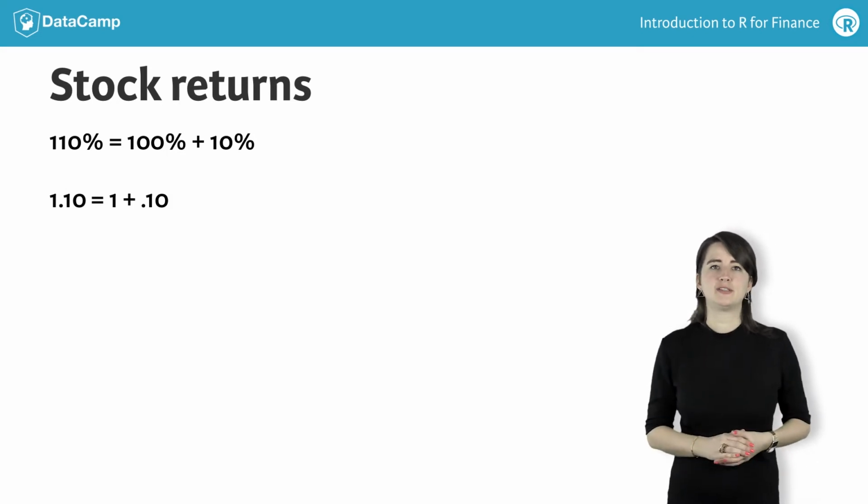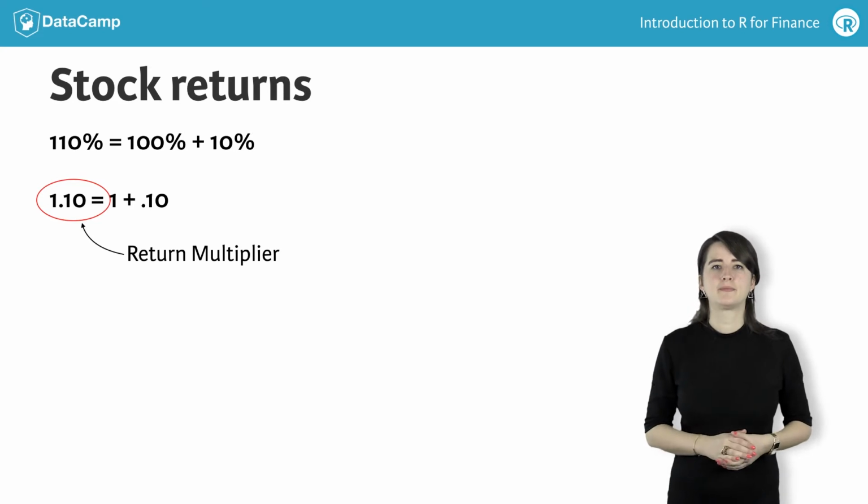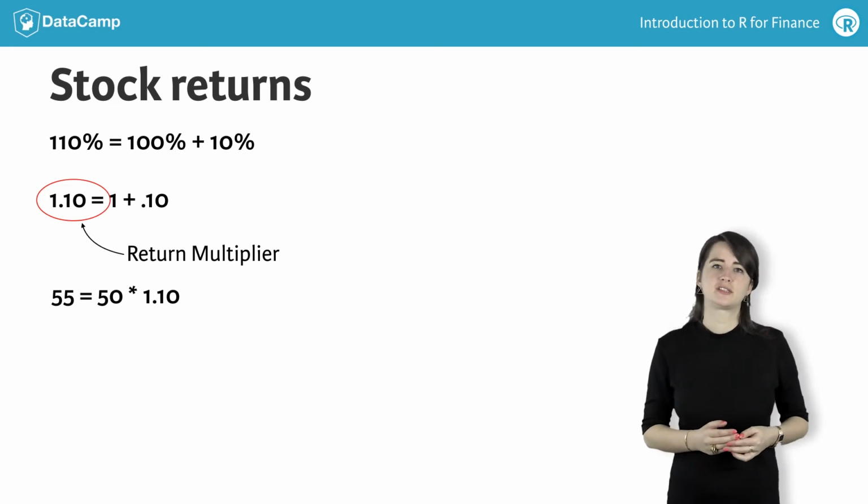The 1.10 you see there is important. You will use this value as a return multiplier. Multiplying your original $50 by this multiplier gives us the correct answer of $55.